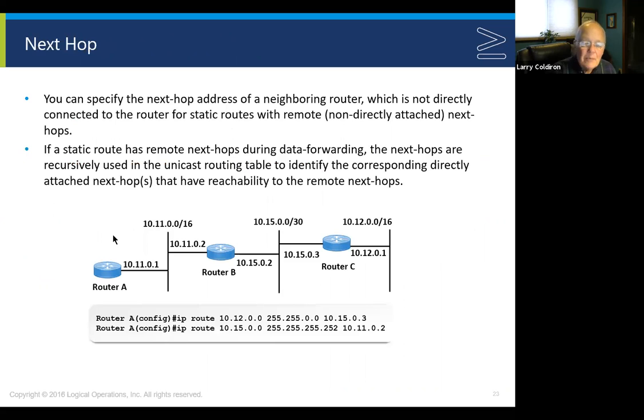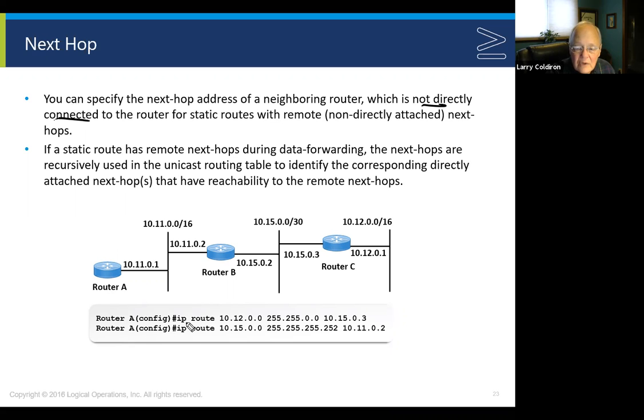The next hop is what we would use in static routes. You can specify the next hop address. We looked at that a little bit. We can specify the IP address of the next hop. Next hop is the device that it's connected directly to. But we can also use, and this one is kind of a little odd, I think, but maybe not, an indirect next hop, which says here, which is not directly connected.